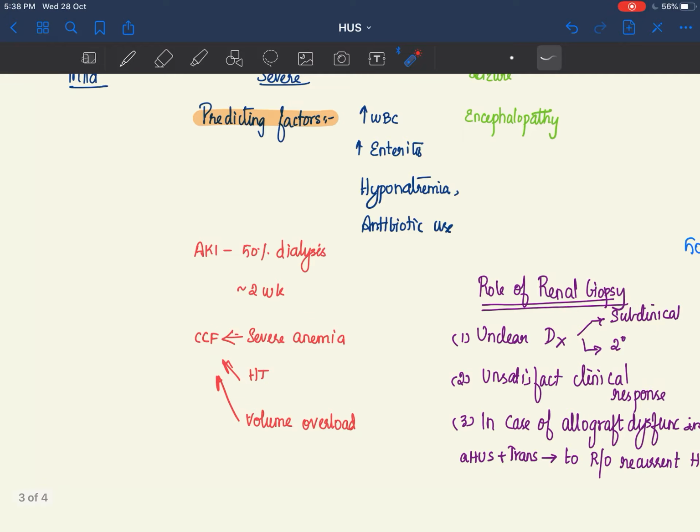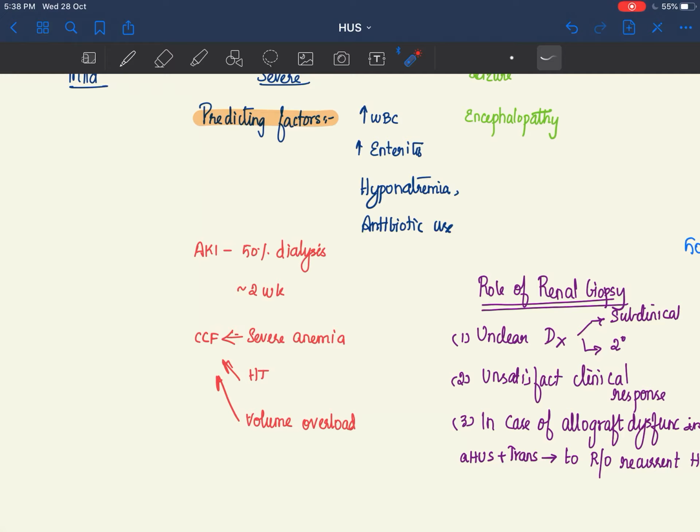You have done your peripheral smear, you have done your CBC count, you have done your renal parameters and you saw it is HUS. Now, is there a role for renal biopsy? Generally, no. Okay, HUS is a clinical diagnosis and a simple laboratory diagnosis. It does not require renal biopsy.